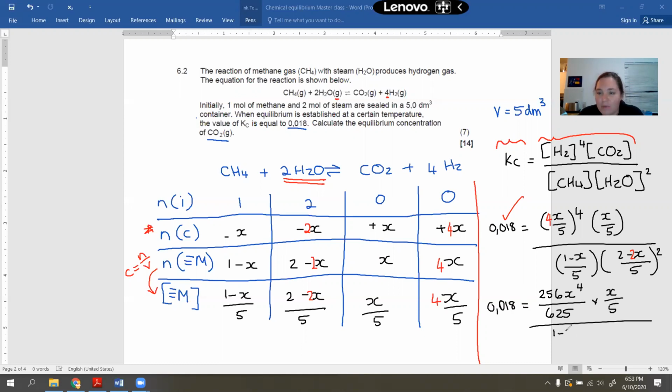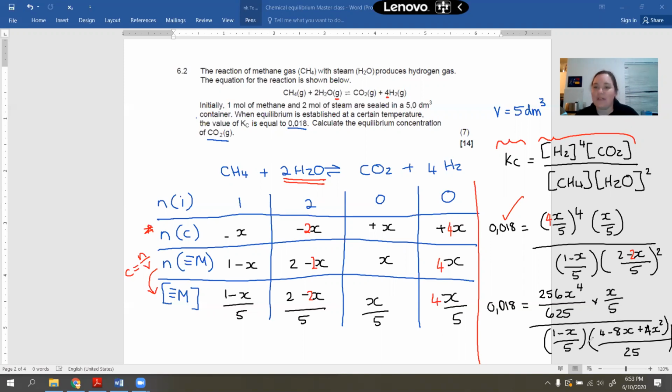Here I'm going to have 1 minus x over 5. Here, if I neaten this up, I am going to have, now I should write this out twice so that I don't mess up. I'm hoping I'm not going to. So I'd have 2 times 2 is 4. Then I'd have minus 4x and minus 4x again, which is minus 8x. And then I'd have plus 4x squared over 25. Okay, everybody good with this so far?